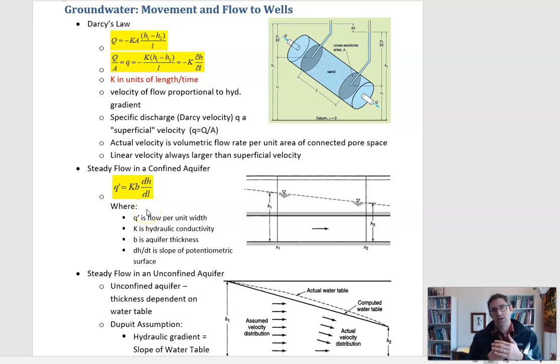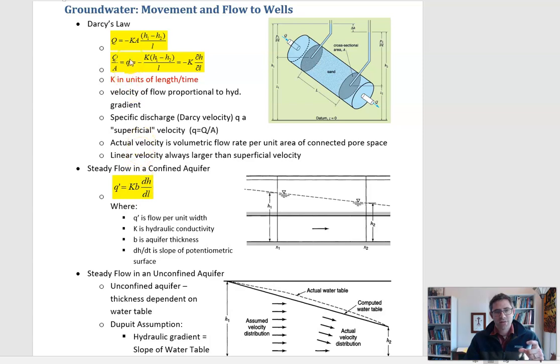So just like we did in open channel flow, where we did a lot of flow per unit width into the page, we're going to do the same here. So this little q is the same as this little q, but we add a little prime to indicate that it's the flow per unit width into the page, and that's equal to K times B.